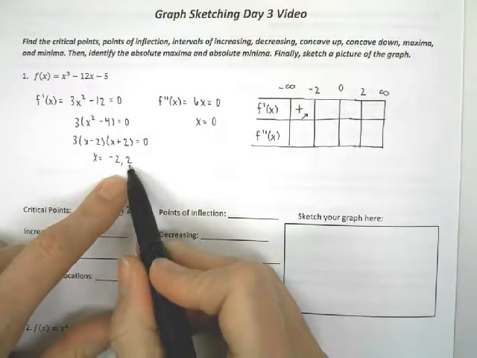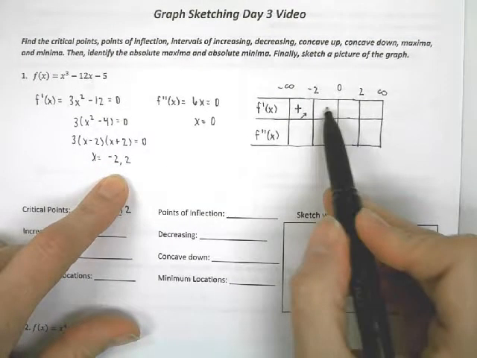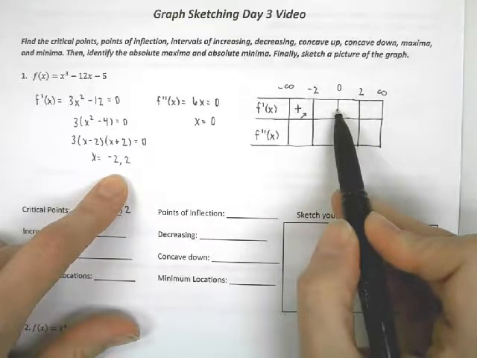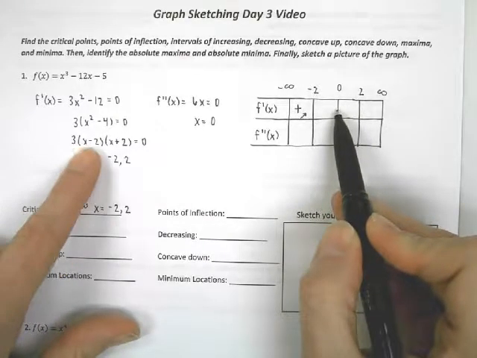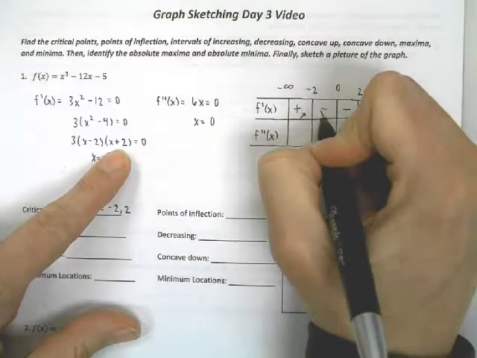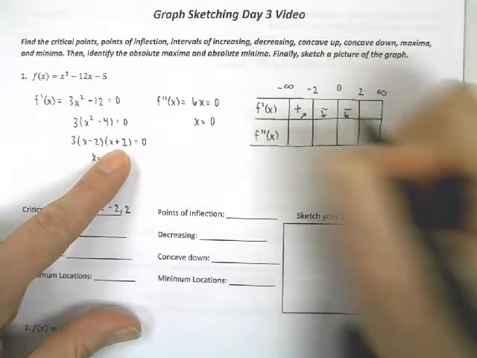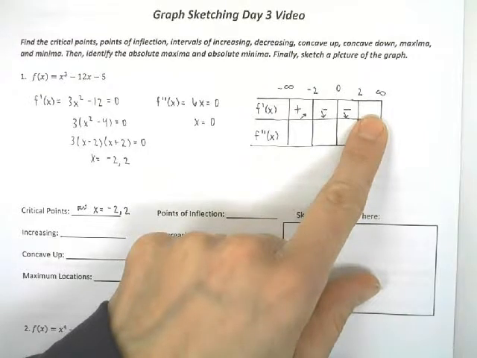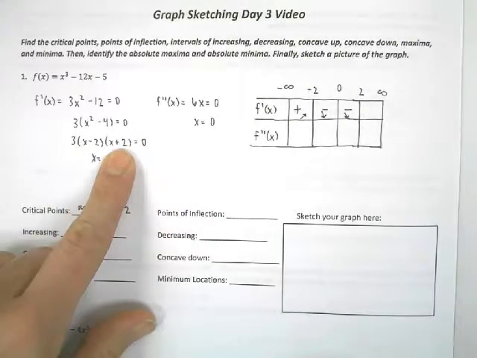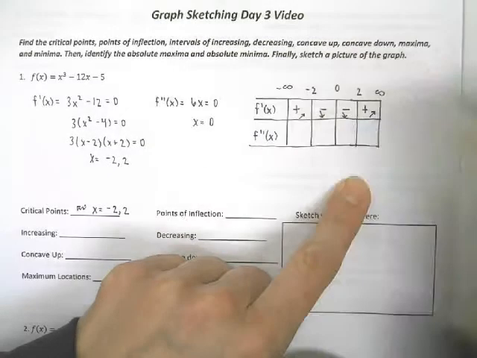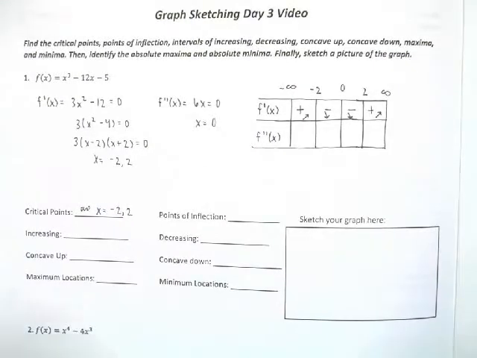Now remember, between -2 and 2, I only need to pick one point, and I'll know both of these boxes. So I'm going to pick 0 because that's obviously the easiest. If I pick 0, I have a negative times a positive, so I'm going to be negative over that. So I know that f is decreasing there. And last but not least, if I pick something greater than 2, I'm going to have positive because all my factors will be positive, which tells me f, the actual function itself, is increasing.